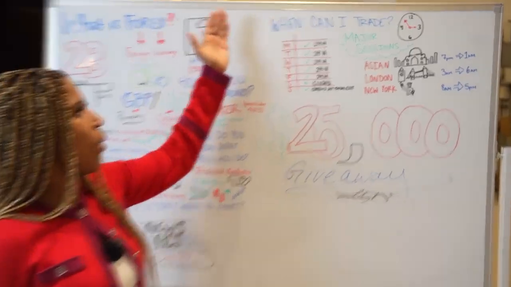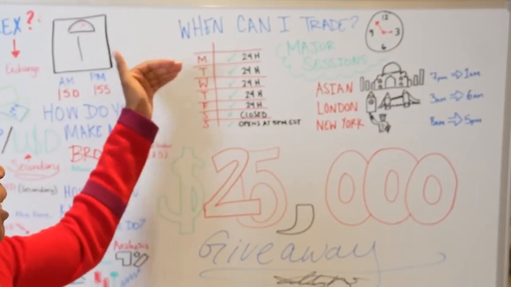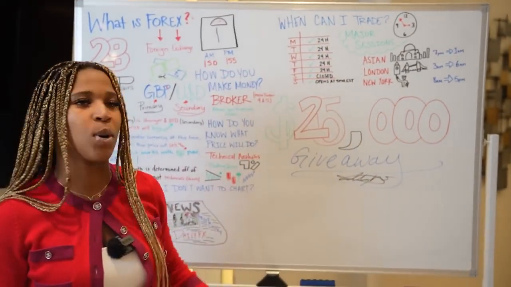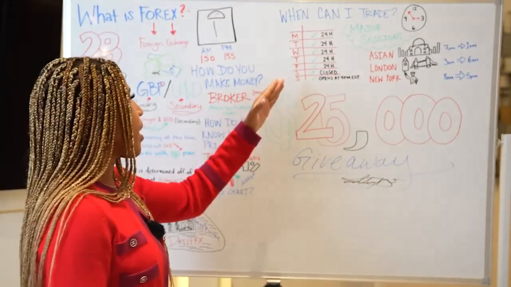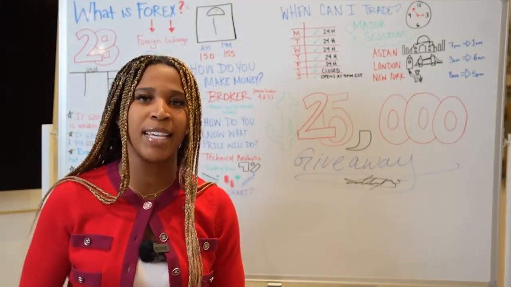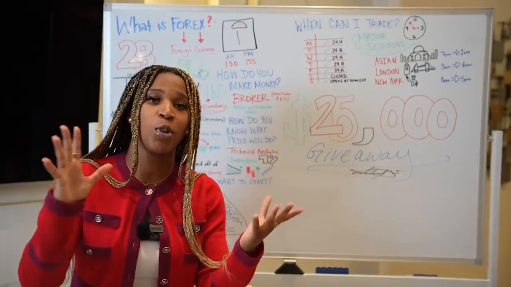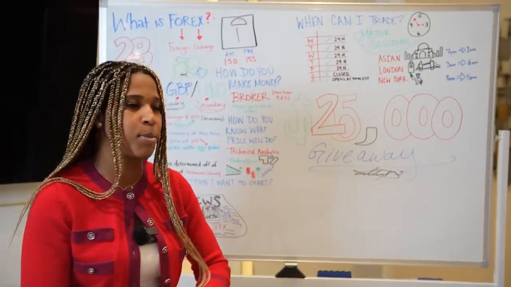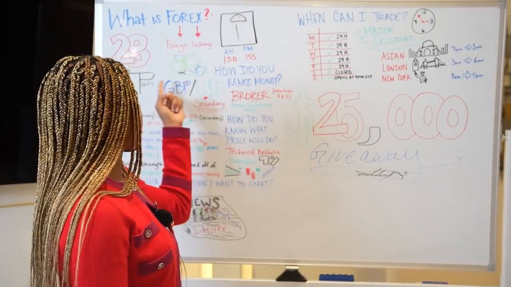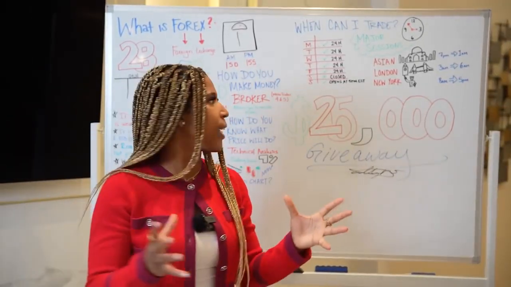Now, when can you trade? You can trade Monday, Tuesday, Wednesday, Thursday, Friday, 24 hours. Saturday, the market closes, and Sunday, it opens at 5 p.m. EST. This does not include crypto. Crypto is open 24/7. It never sleeps. This just includes the major currencies, aka the big economical ones.